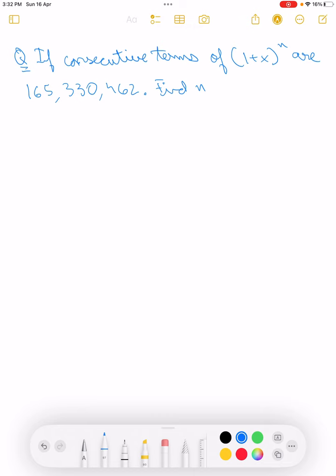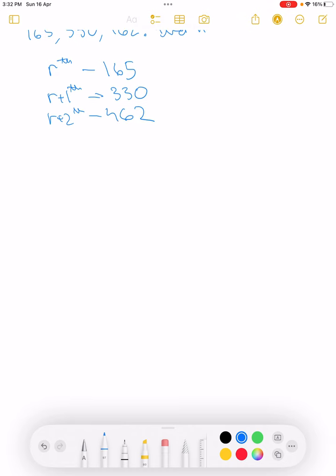So the problem is that we don't know to what power 1 plus x is raised. Similarly, we don't know whether, let's say, 165 or 330 is the fifth term or the 10th term. So we make an assumption that the rth term is 165. So the (r+1)th and (r+2)th terms would be 330 and 462.